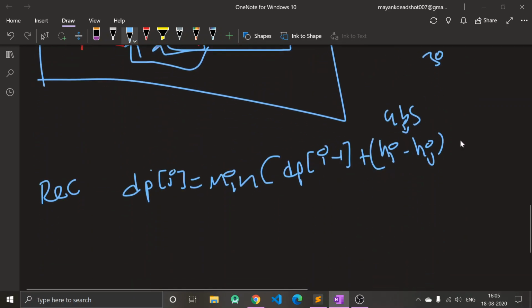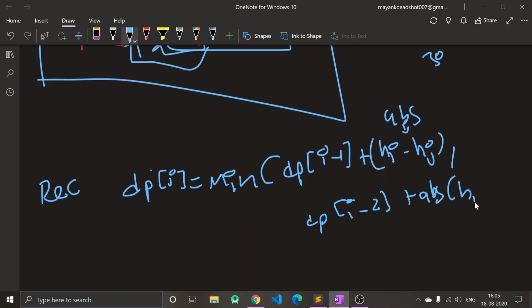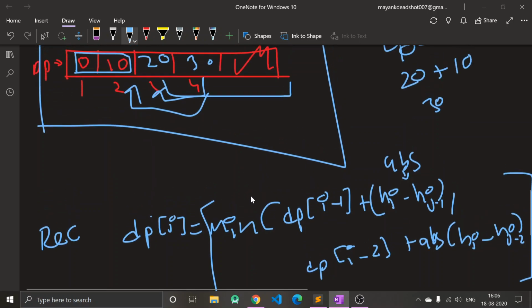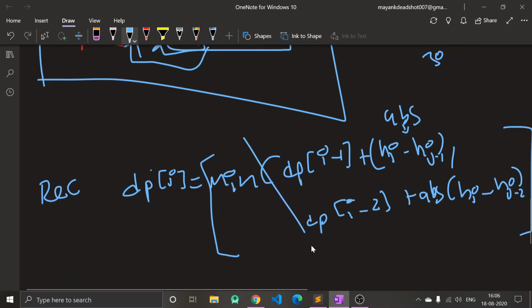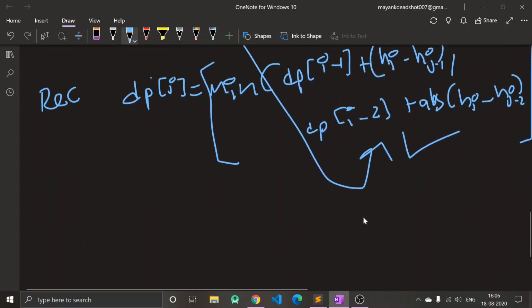So here we are going 1 step backwards, comma, we will compute dp of i minus 2 plus abs of h of i minus h of j. Here it is h of j minus 1, here it is h of j minus 2. So this is the recurrence of it. For every dp array, the ith value depends on this recurrence relation. So this is a correct recurrence relation.